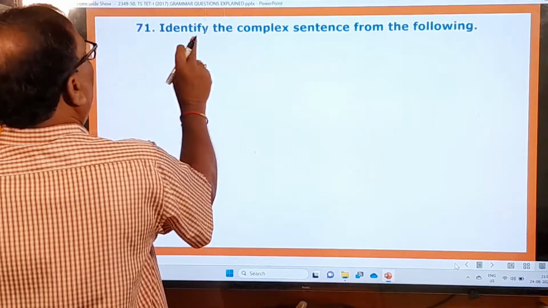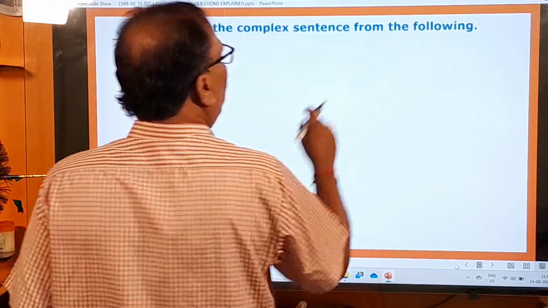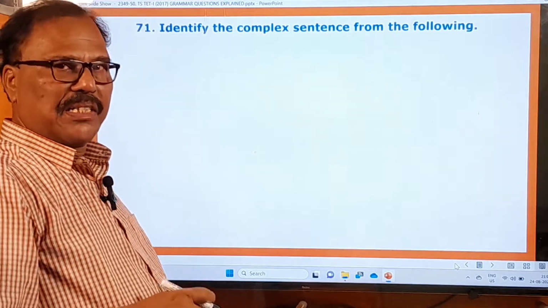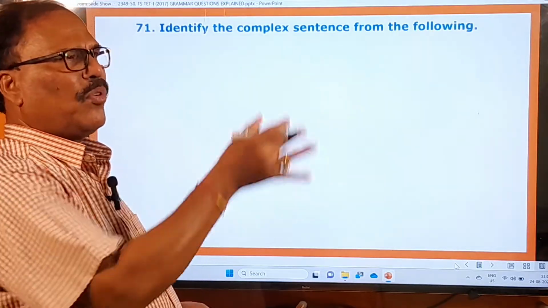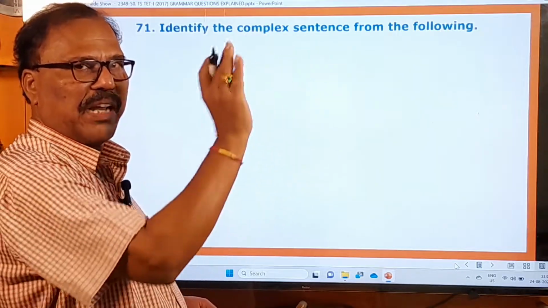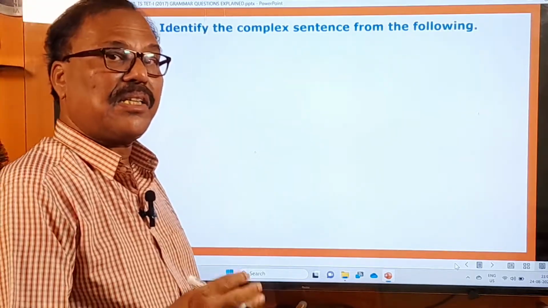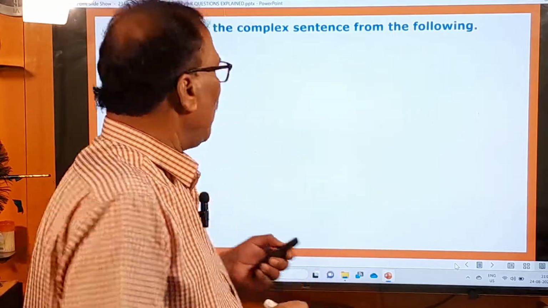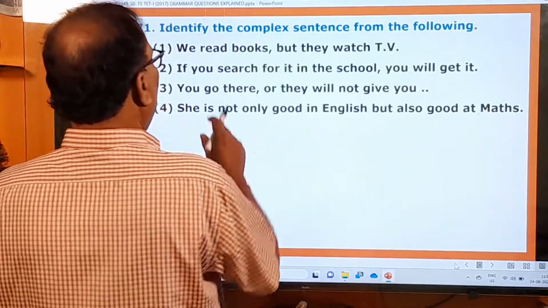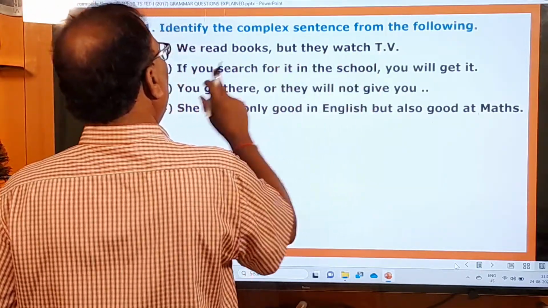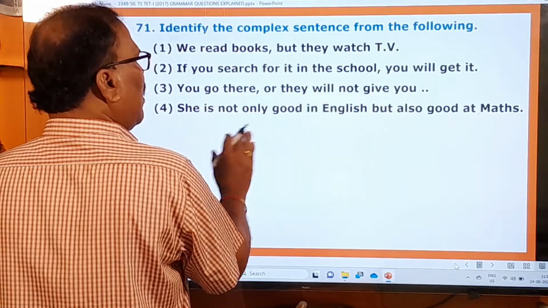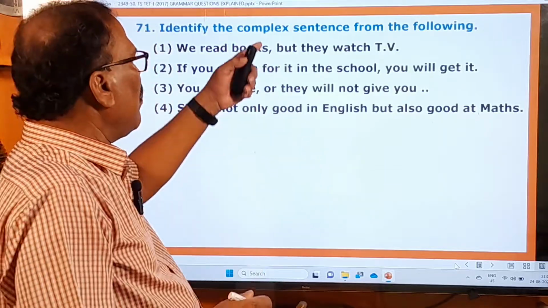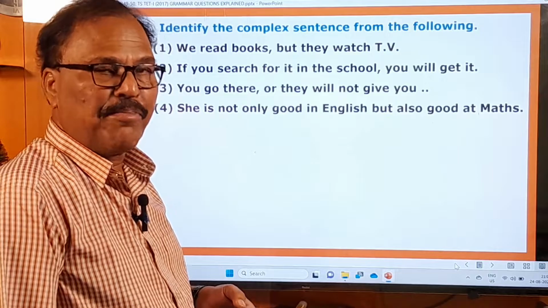71st question is there. Identify the complex sentence from the following. Complex sentences. You know very well about the kinds of sentences. Broadly speaking, there are 4 kinds of sentences. That is one aspect. And from another angle, the sentences are of 3 kinds: simple sentences, compound sentences, and complex sentences, right? Now let us see: we read books but they watch TV. These are the 4 statements given here, and I'll give you a tip, so that if you are given any question like this in your coming examination, you can easily answer.